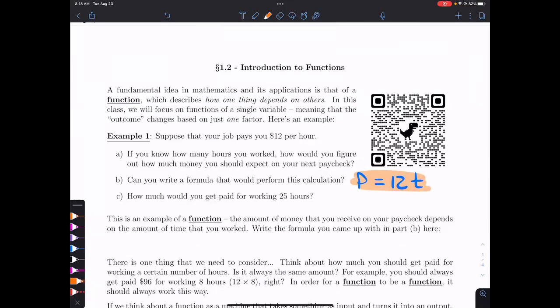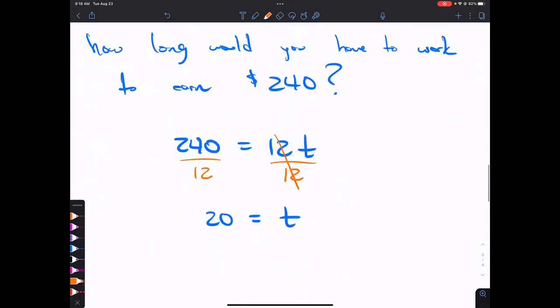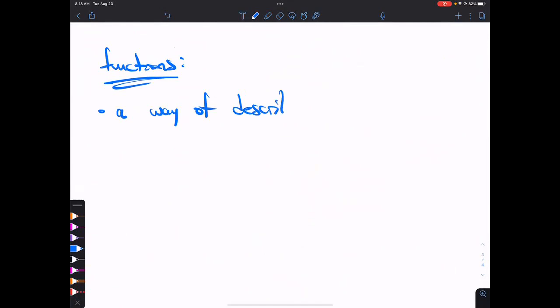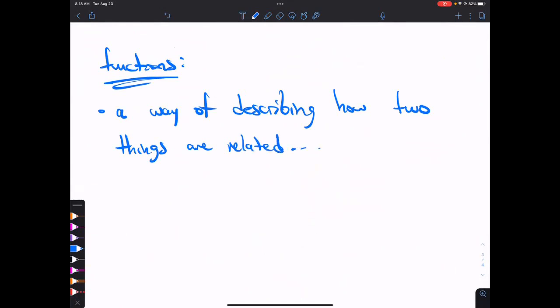Now, let me just write some thoughts on functions. A way of describing how two things are related. And wherever you write that down, leave yourself some space, because we're going to add some things to that. But a way of describing how two things are related.